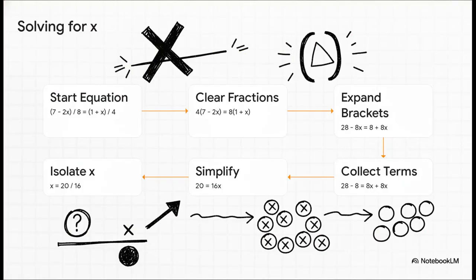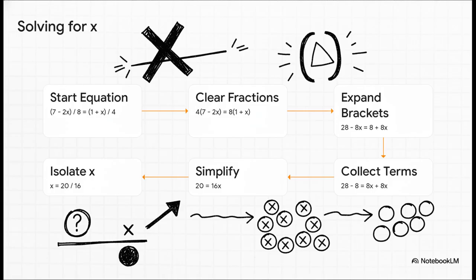First things first, nobody likes dealing with fractions, right? So let's get rid of them. The quickest way is to cross-multiply. So we do 4 times the top left and 8 times the top right. That gives us 4 times 7 minus 2x equals 8 times 1 plus x. Now we expand those brackets. So that becomes 28 minus 8x equals 8 plus 8x.